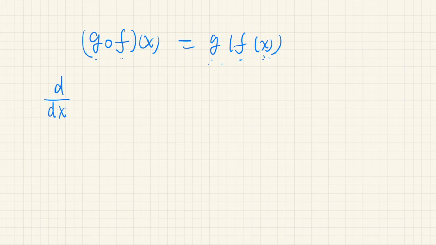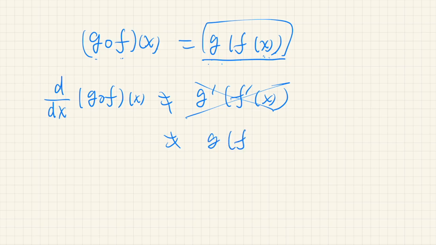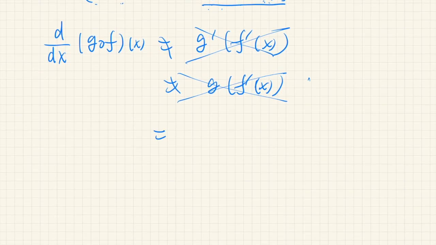So composite g of f of x. So what we have, and although we have this, it's not something like this, g prime of f prime of x. It's wrong. Okay, and it's not equal to g of f prime of x, and this is wrong. And the correct answer is g prime of f of x times f prime of x. Okay, and this is called the chain rule.